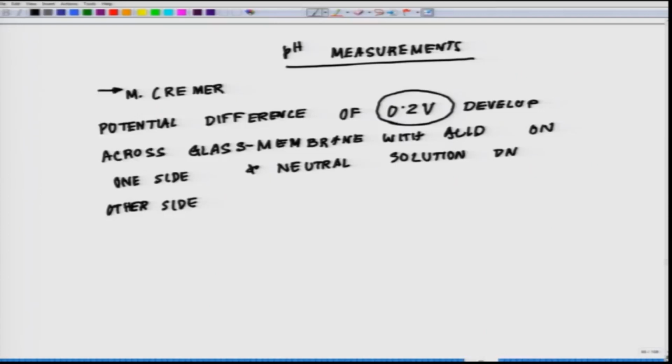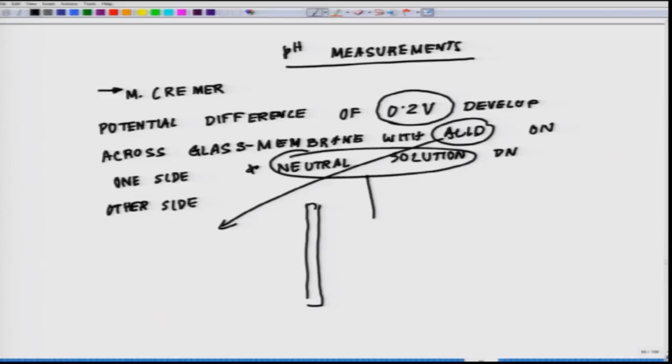The student working with Fritz Haber in Karlsruhe in 1908 improved the glass electrode and carried out the first acid-base titration to be monitored with a glass electrode. So, essentially what you are observing is that suppose there is a glass membrane like this, and on one side you have acid and on the other side you have a neutral solution. Now, across it you read a voltage. If you connect it like this, you will be reading a voltage.